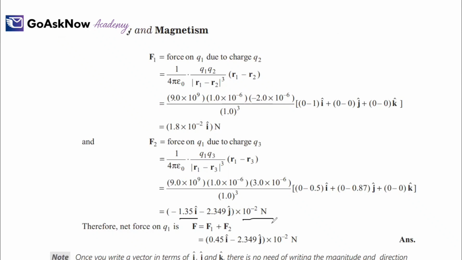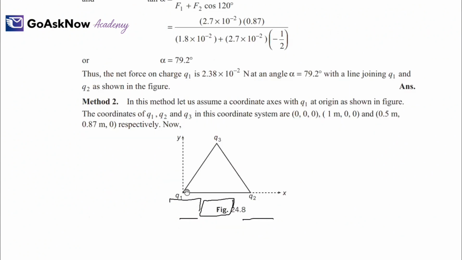Why are these coming? Because the direction of the F2 vector has both minus i cap and minus j cap components. You can observe here that the direction of this force is in this direction. So it has a minus x component and a minus y component. That is why minus i cap and minus j cap are coming.